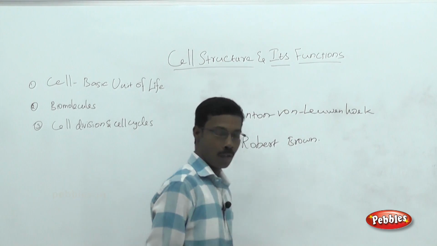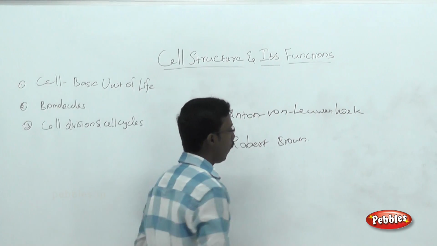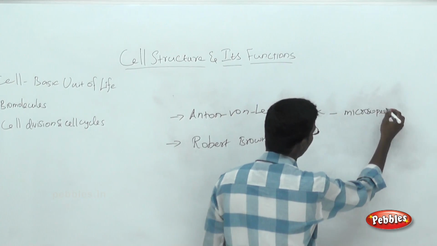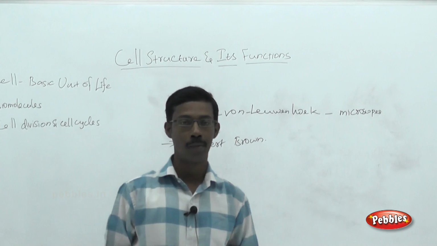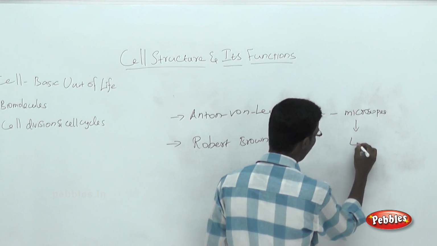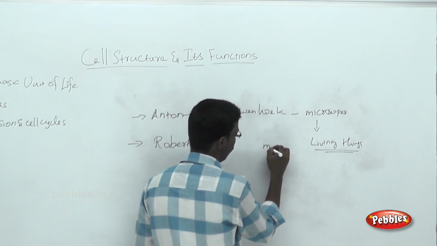Anton von Leeuwenhoek, who was impressed by astronomical studies, used microscopes to observe samples, the water samples and various samples, and he discovered the presence of microscopic living things. That is the point you have to remember.